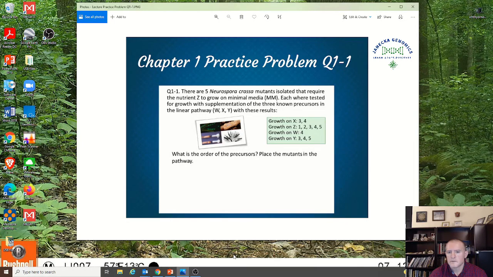Mutants 3 and 4 grow on X. Mutants 1, 2, 3, 4, 5 grow on Z. Mutant 4 grows on W. And then mutants 3, 4, 5 grow on Y. Now, the question asks, what is the order of the precursors? And also, it asks you to place the mutants in the pathway.